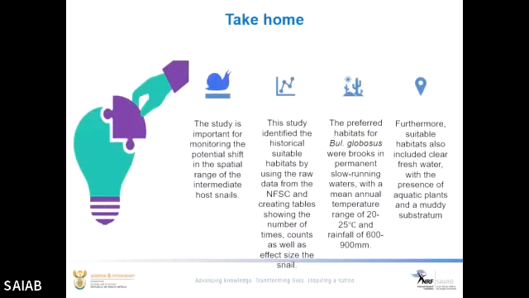This study identified a historical suitable habitat using raw data from the NFSC, creating tables showing the number of times and counts as well as effect size of the snail. The study is important for monitoring the potential shift in the spatial range of the intermediate host snail. The preferred habitat for Bulinas scabrossus were brooks in permanent slow-running water with mean annual temperature range of 20 to 25 degrees Celsius and rainfall of 600 to 900 millimeters. Furthermore, suitable habitats also included clear, fresh water with the presence of aquatic plants and a muddy substrate.